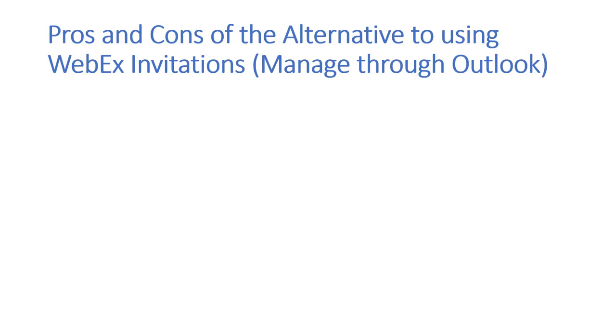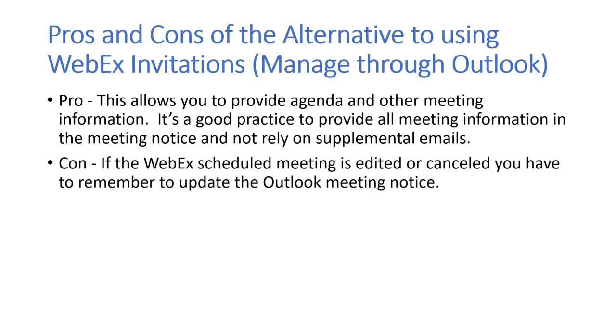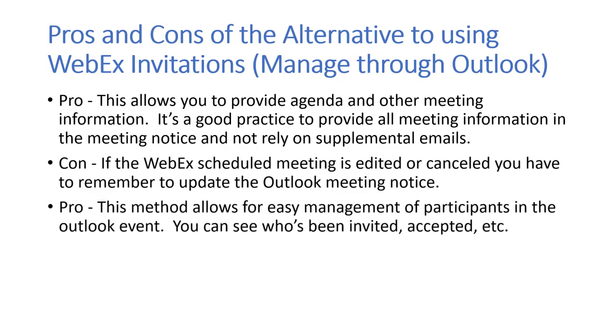An advantage of managing the invitations with Outlook is that you can provide an agenda and all other meeting information and not rely on supplemental emails. A disadvantage is that you have two places to edit if you make a scheduling change or cancel the meeting. This method makes it easy to see who's been invited, has accepted, or add or remove attendees. Overall, this may be a better method, and also works with the personal meeting room, which doesn't require scheduling.